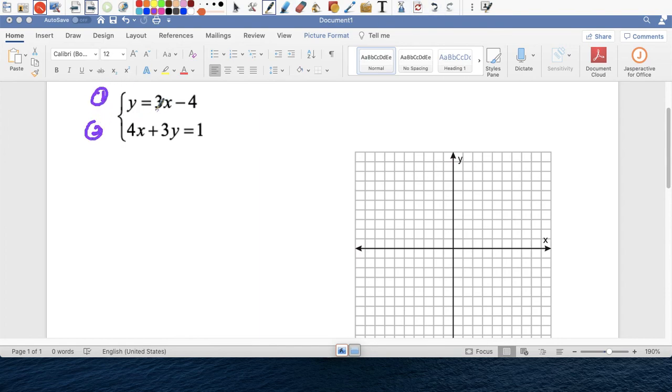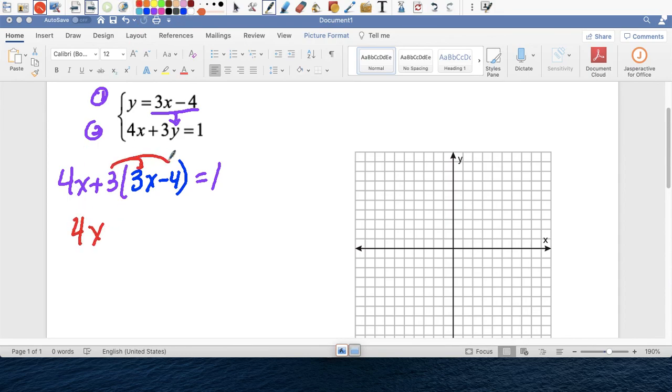So I'm going to take this. I mean, that's what they say y is. Y is 3x minus 4. So where I see the y in the second equation, I'm going to replace it. So I get 4x plus 3 times 3x minus 4, because that's what I substitute with. And all that equals 1. All right. Look how simple that becomes. So 4x, distributive property, be careful with your signs. 9x minus 12 equals 1.